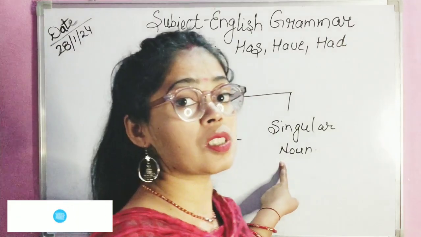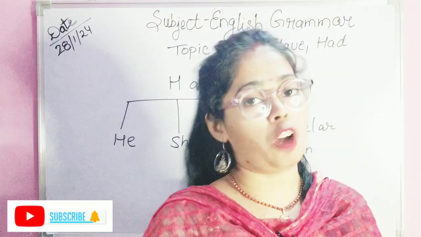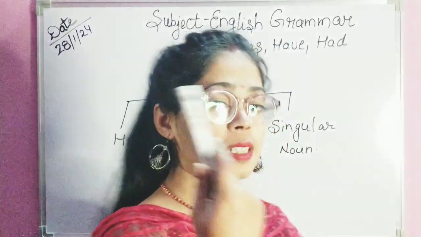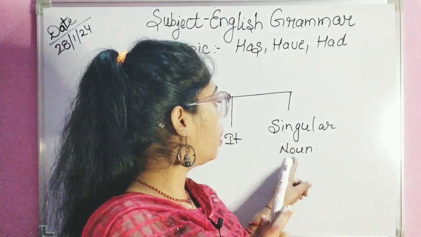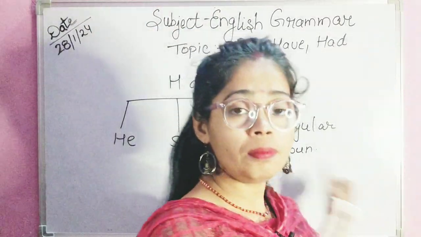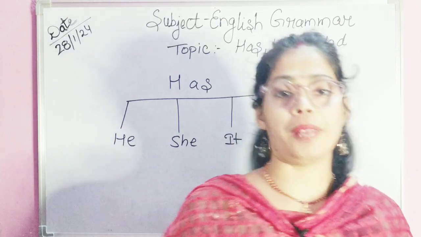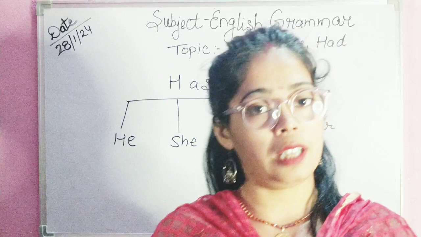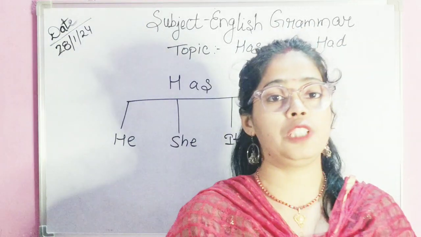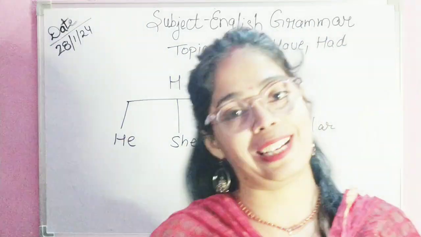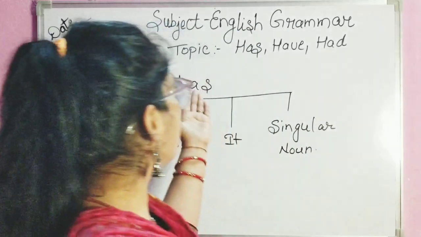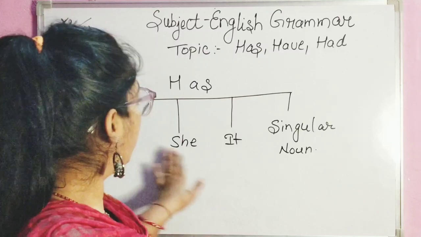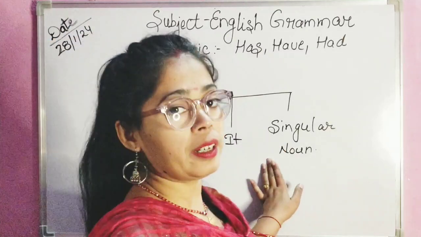Singular means what, students? Singular means one, any one object. Suppose I have a marker, this is one, and this is a singular object. So, singular noun. And noun is what? Noun is the name of a person, place, animal and things. I have already told you about singular nouns in the previous video. If you have not seen it, please have a look at that video. So let's move on to the topic has. Has is used with he, she, it and singular noun.